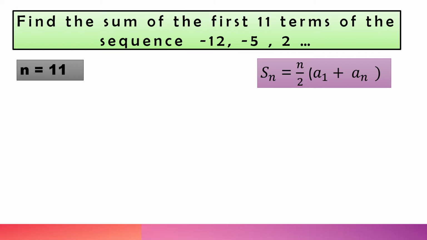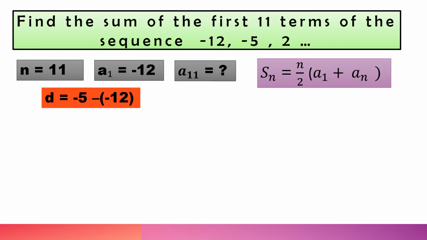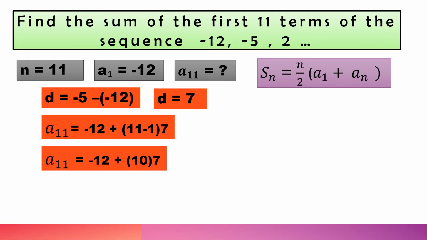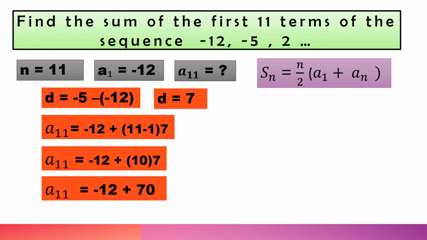That is equal to n equals 11, a sub 1 is equal to -12, and d is equal to negative 5 minus negative 12, which is equal to 7. Solving for the 11th term, we will then have a sub 11 is equal to negative 12 plus quantity 11 minus 1 times 7. That is equal to negative 12 plus 10 times 7, which is equal to negative 12 plus 70. Therefore, a sub 11 is equal to 58.